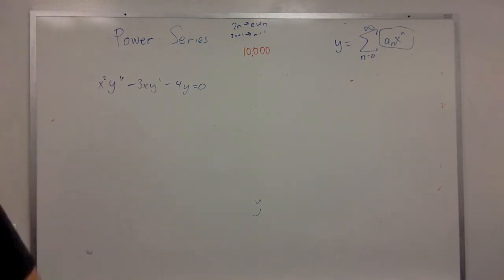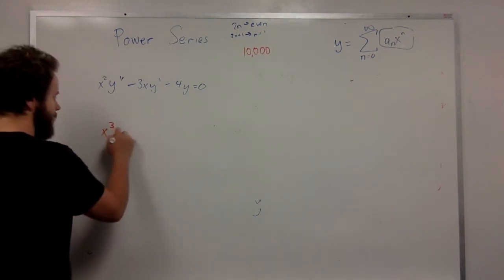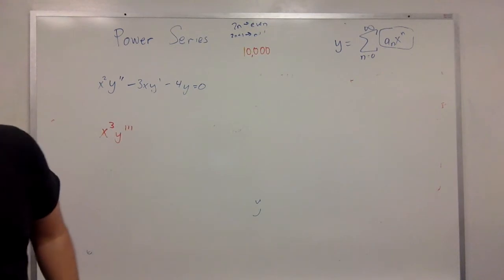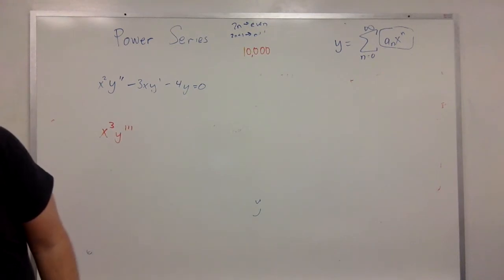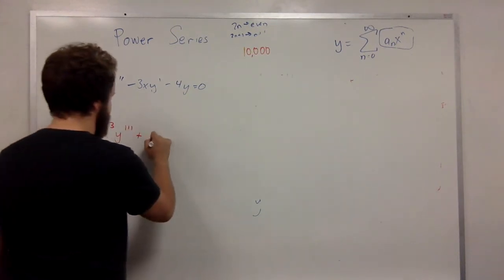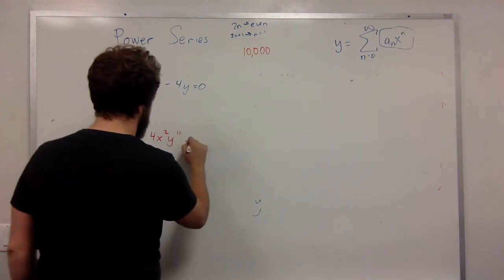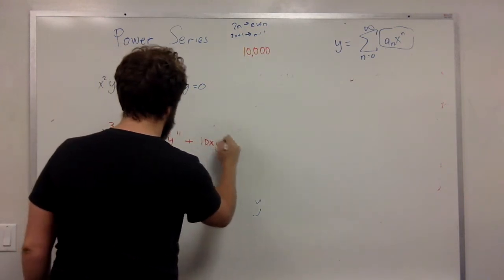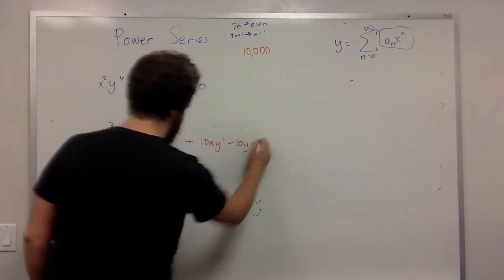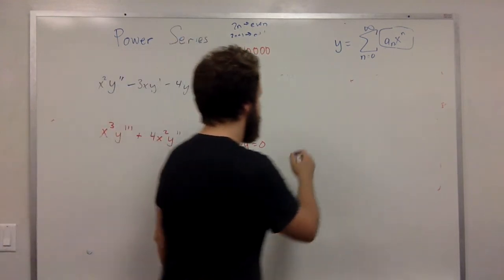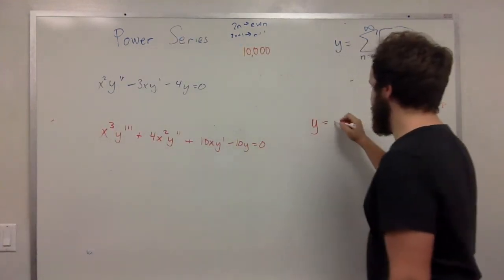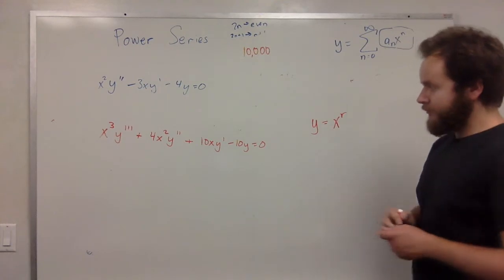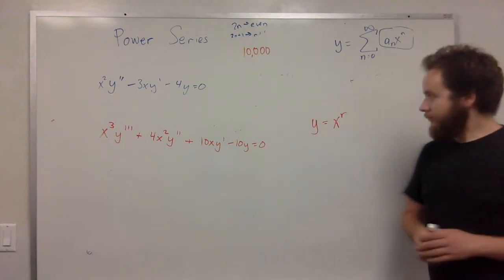So let's tackle the problem you wanted to do. x cubed y triple prime, 4x squared, 10x, negative 10. And it says use the substitution y equals x to the r.